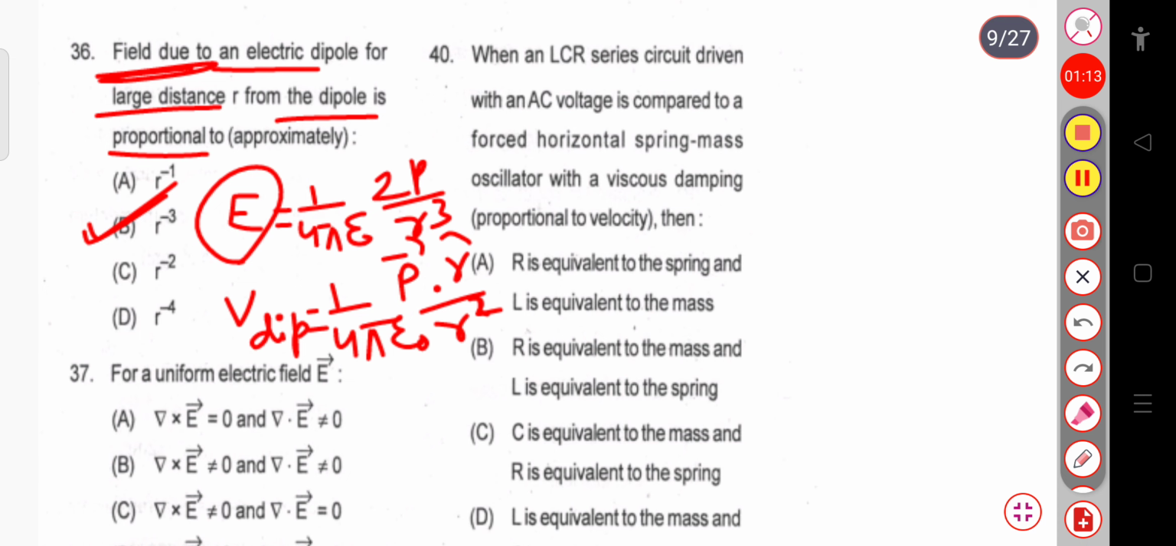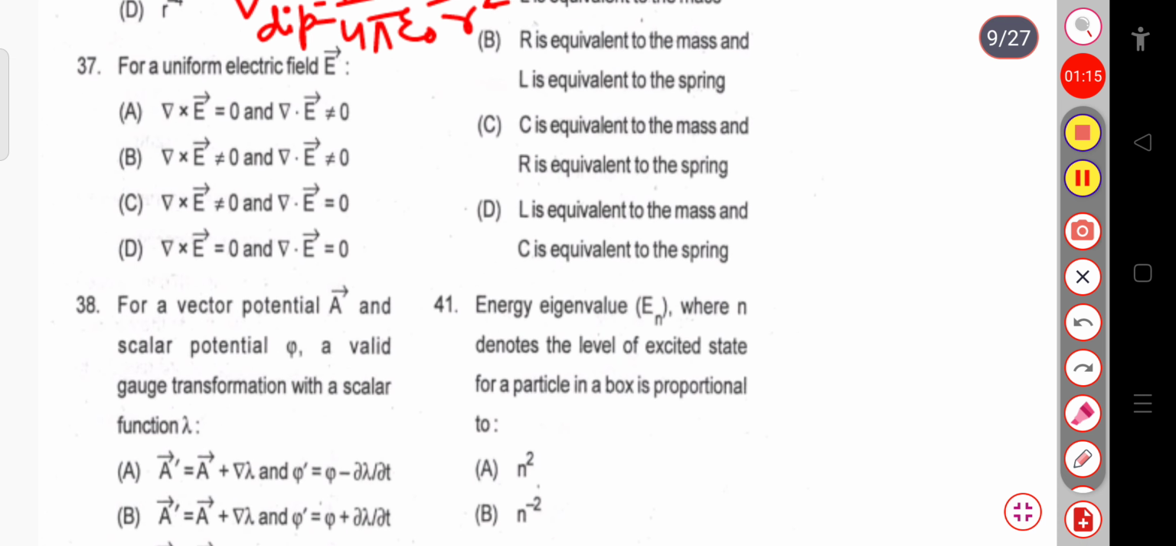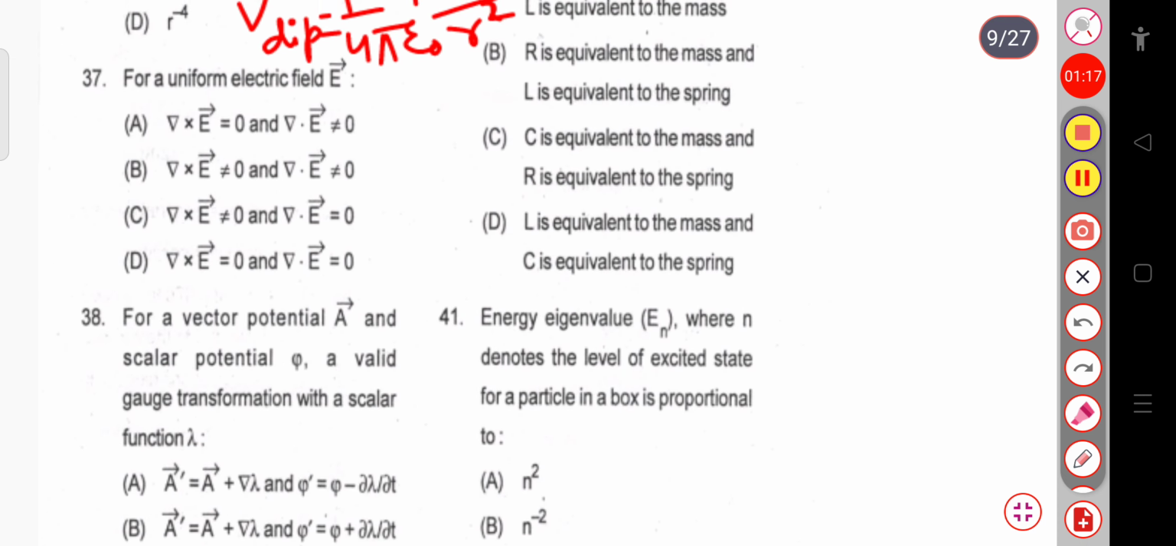Then the next question is: for a uniform electric field E, which one is the correct answer? That is the relation for the curl and the divergence of the electric field. You know, for a uniform electric field, the curl of the electric field is 0 and the divergence of the electric field will be 0. So this one is our correct answer.